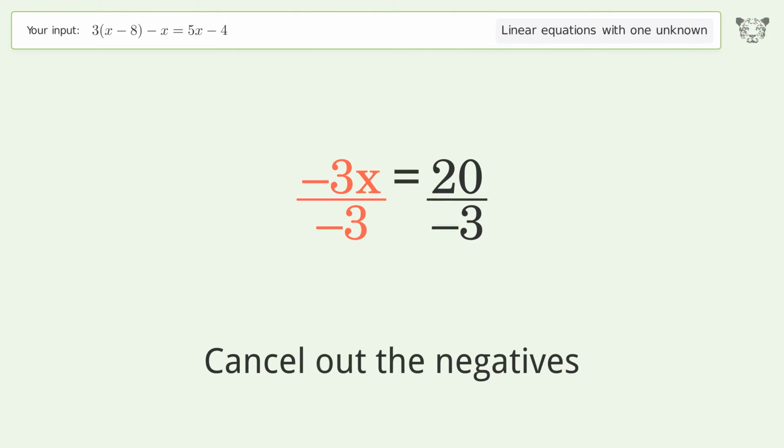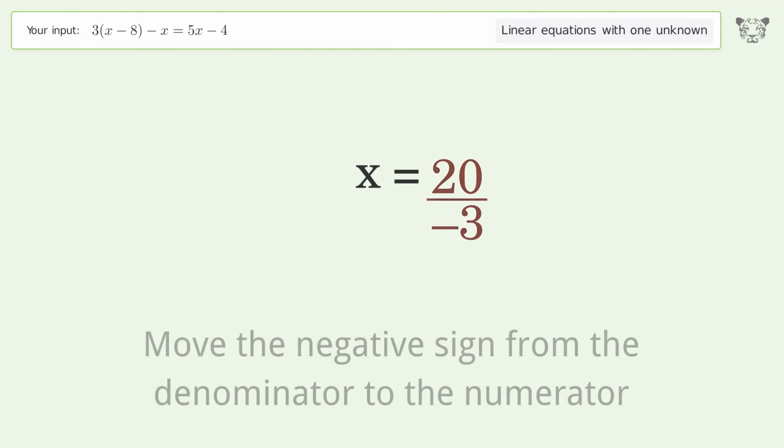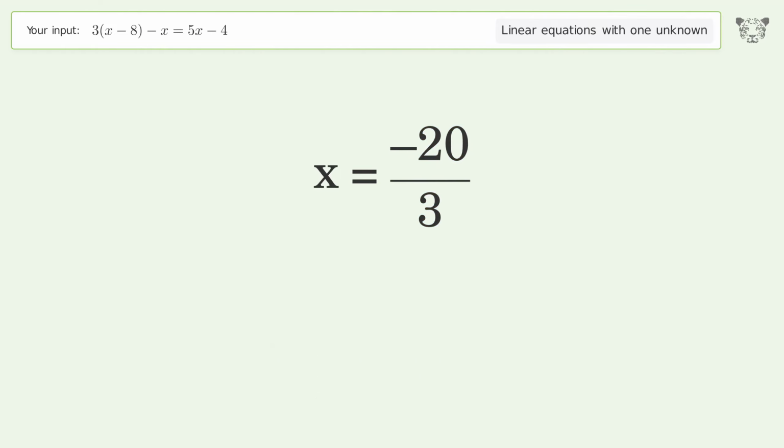Cancel out the negatives. Simplify the fraction. Move the negative sign from the denominator to the numerator. And so the final result is x equals -20/3.